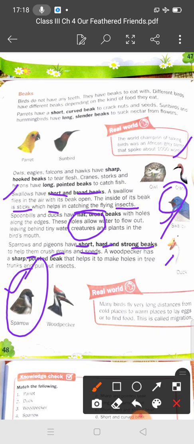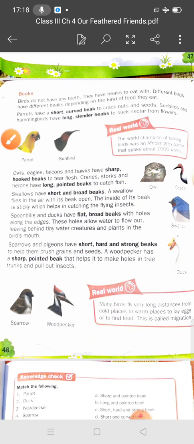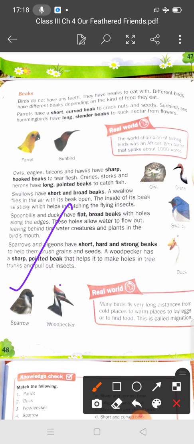And the woodpecker has a sharp pointed beak that helps it to make holes in tree trunks and pull out insects. So very interesting. The sparrow's beak can crush grains and seed, and the woodpecker can make holes in the tree trunk and pull out the insects from it. You can see the diagram of the sparrow and woodpecker also.